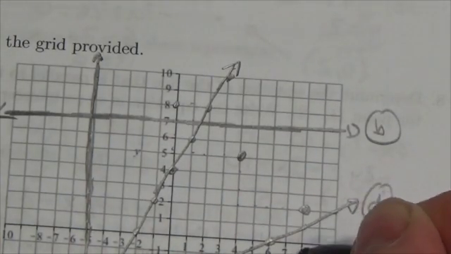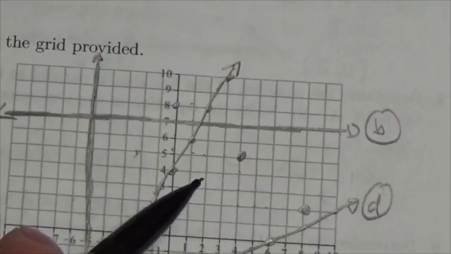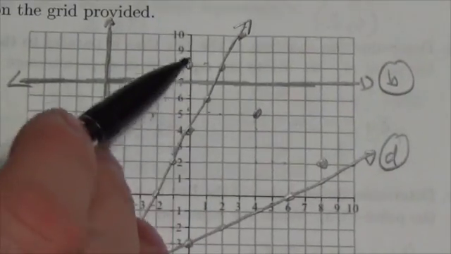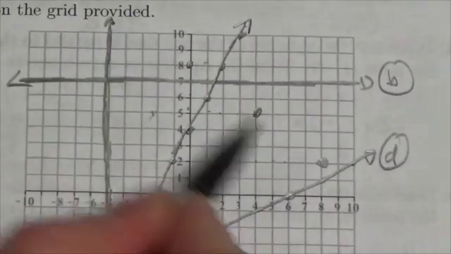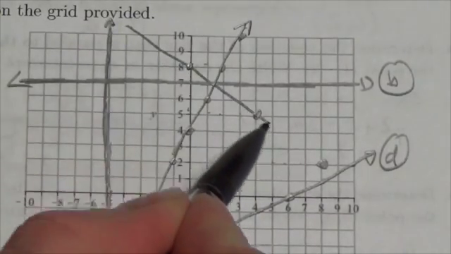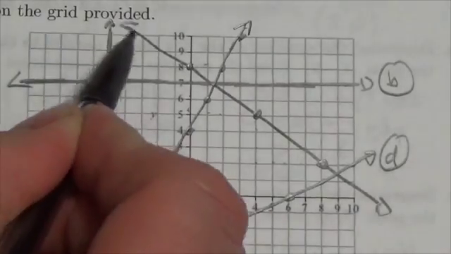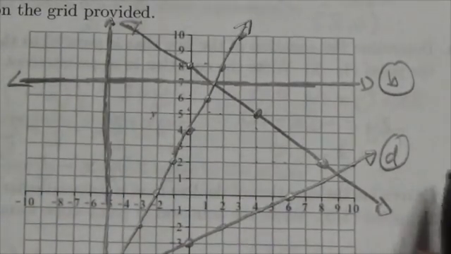I'm not going to be able to sustain that much further than that, but I've got enough points that I could probably connect this fairly reasonably. It's going to look something like this. Okay, and there's line E.